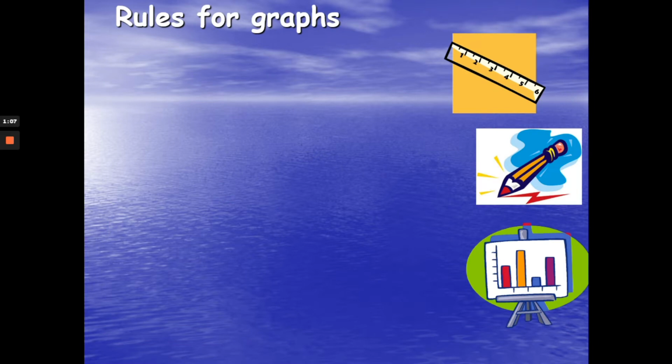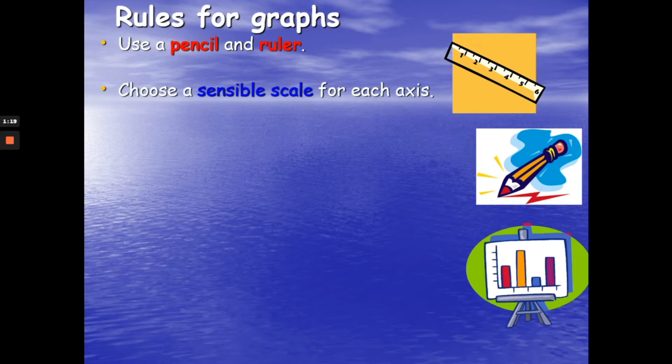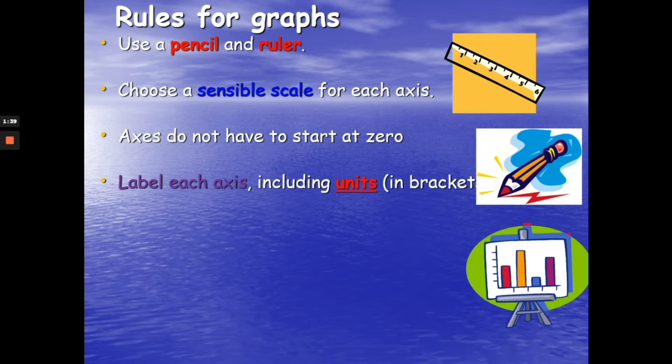We are going to go through a few rules for graphs. Number 1 is that you always use a pencil and a ruler for drawing your graphs. Choose a sensible scale for each axis. So if all your data goes up to 10, you wouldn't go up in 10s, you'd go up in 1s. Remember that axes do not have to start at 0. You should label each axis and include the units in brackets.